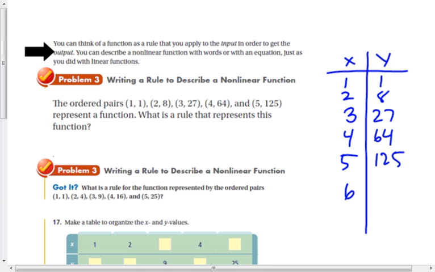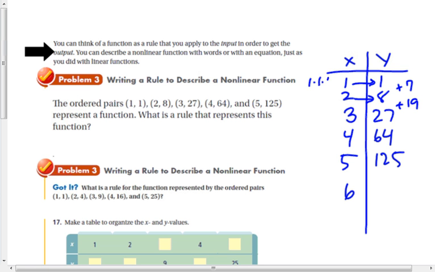This is a nonlinear function because x is going up by a constant amount while y is not going up by a constant amount. So it keeps changing. So we know it's a nonlinear function. But the rule is there's something going on with x to produce y. And what you might notice is this.